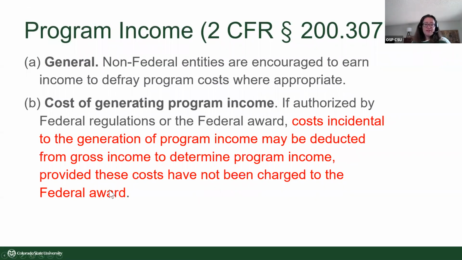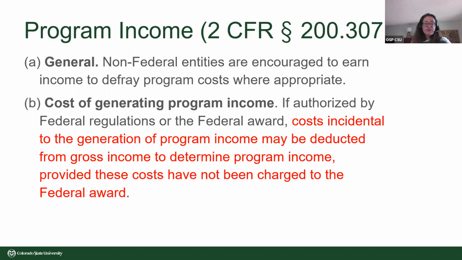Program income. Again, more of what's said about program income. This is actually in subpart D of uniform guidance, which are your post-award requirements. Interestingly, uniform guidance says that we, awardees, non-federal entities, are encouraged to earn program income. That way we defray the cost of our projects. Not only are we encouraged to earn it, we're encouraged to expend our program income first.